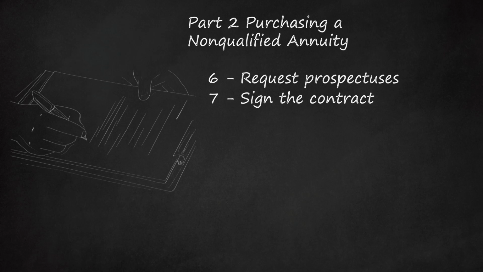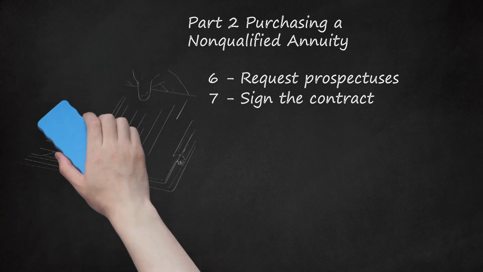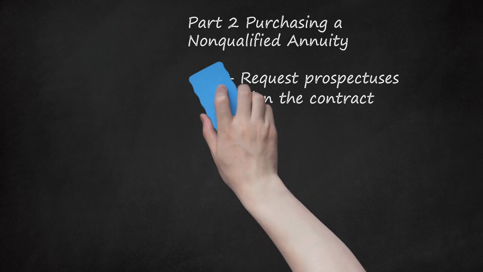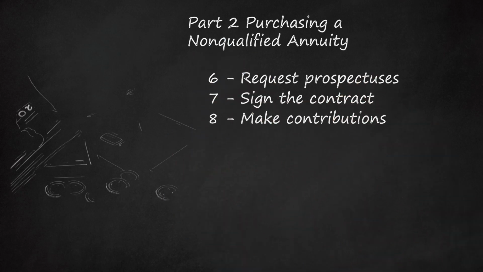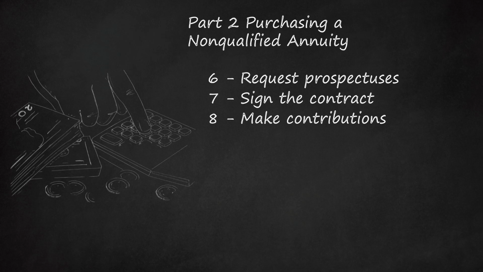Once you and the insurance company have signed, you will be ready to make contributions and watch your money, hopefully, grow. 8. Make contributions. After the annuity contract has been signed, you will make contributions in accordance with the terms of the contract. If you chose an immediate annuity, for example, you will be required to invest a lump sum as soon as the contract is signed, or within a specified period of time within signing the contract. However, if you chose a deferred annuity, you may make contributions over a period of years.